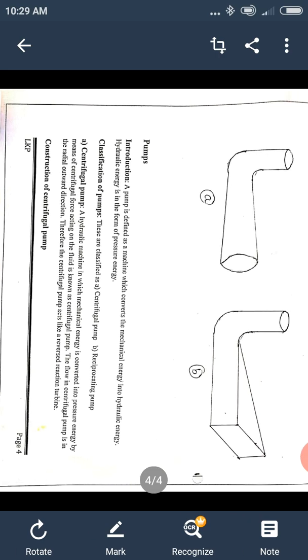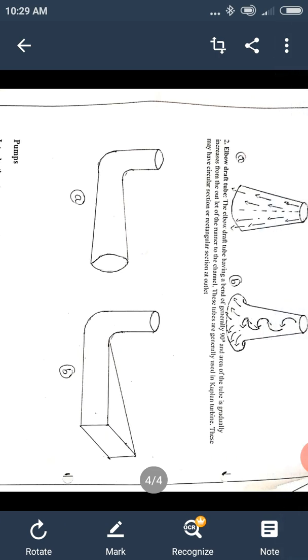Then the next part, that is pumps, and the classification and working of pumps, we'll see in the next class.